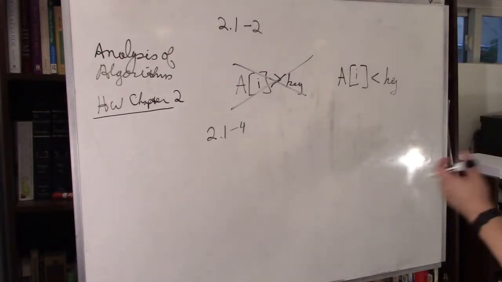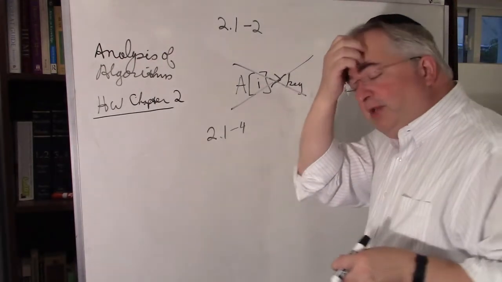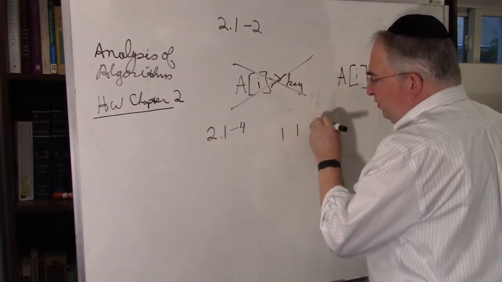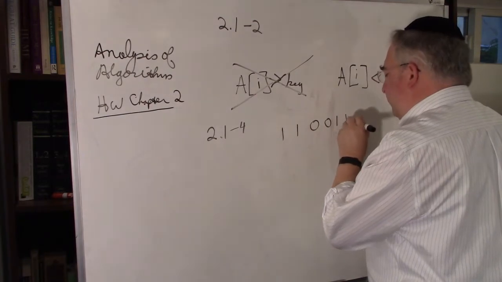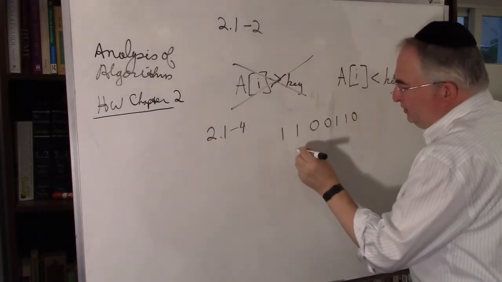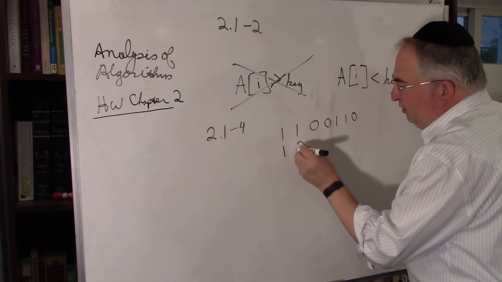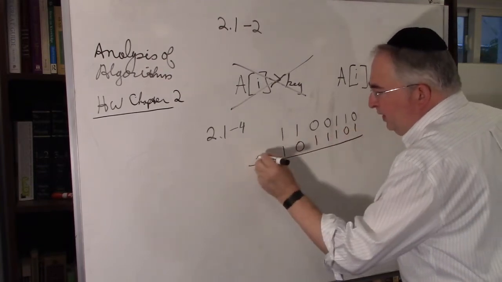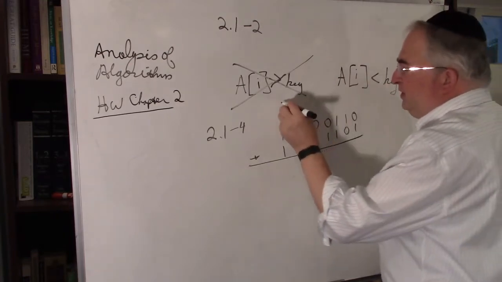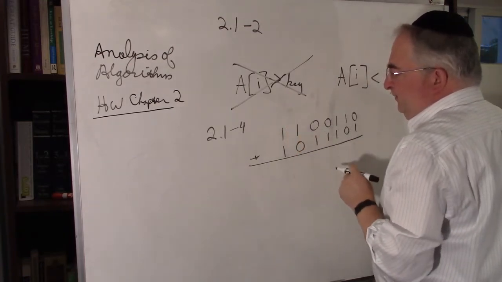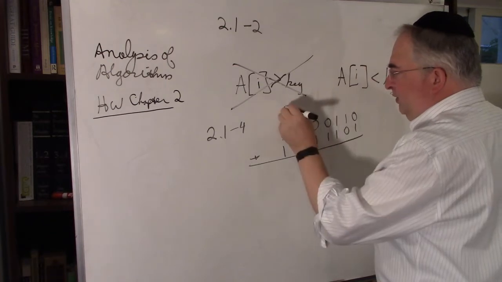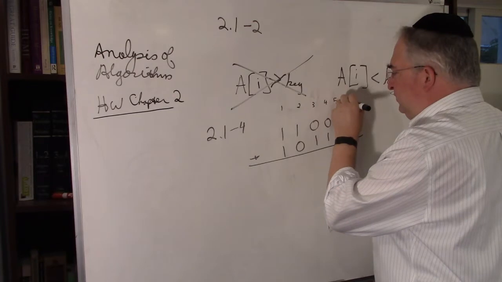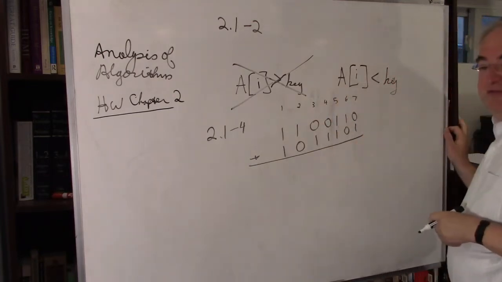You know how to add two binary integers, I just want to do it again. 1, 1, 0, 0, 1, 1, 0 plus 1, 0, 1, 1, 1, 0, 1. How do we do this? By the way, I'm going to consider the positions as 1, 2, 3, 4, 5, 6, 7. So I'm adding two 7-bit numbers.